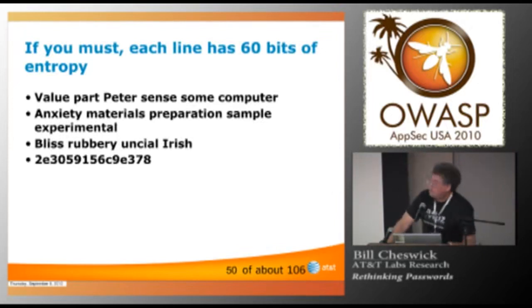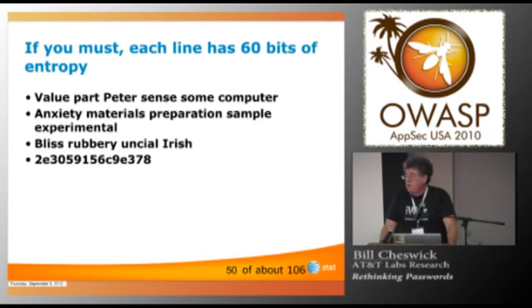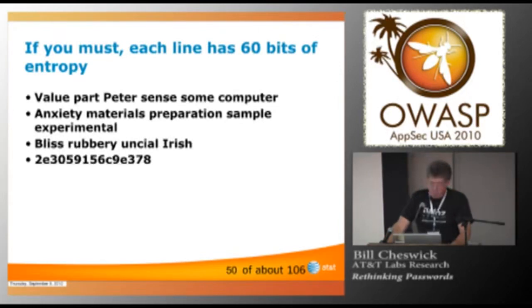Value part Peter sent some computer. I think I could remember that. They're pretty easy words. Or how about anxiety materials preparation sample experimental? All right, that seems harder. Obviously, we're using bigger words now. And now we get to the third one, bliss rubbery unseal Irish. That's a really big list of words, but you only need 4 of them. And maybe you can do some cool things.